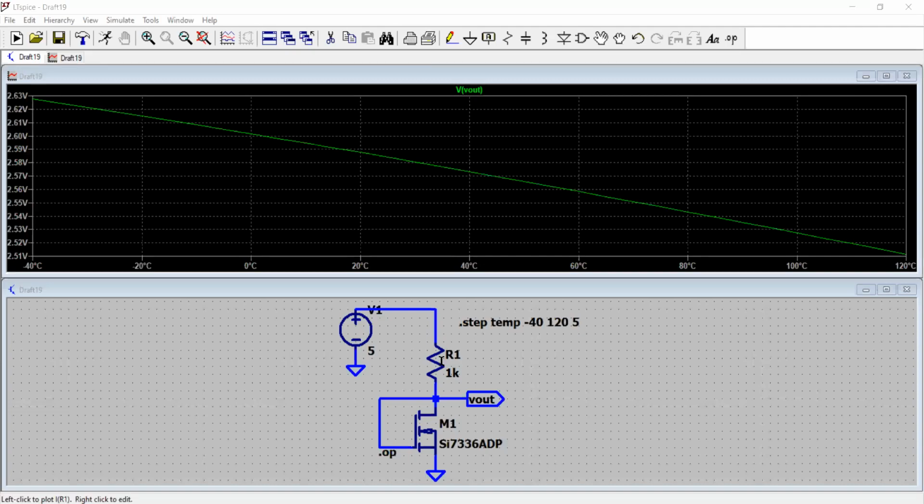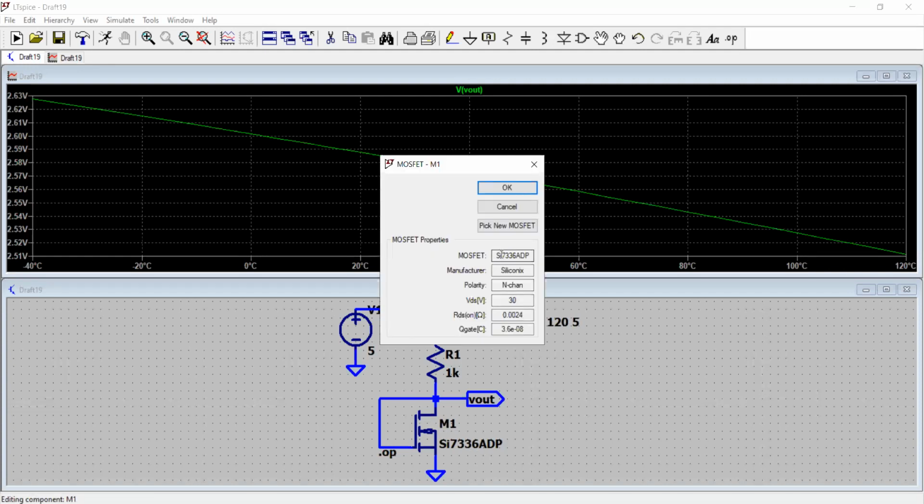Well, there is an important note that we forgot to discuss here. We have this time used the MOSFET from the manufacturer. For example, SI7336ADP. If I right click this one, you see this is the MOSFET name. This is a manufacturer name. It is an N channel one. It has a maximum voltage handling capacity across drain and source of about 30 volt.